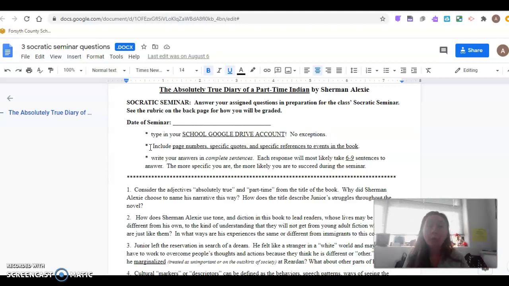So you will basically be answering both of these questions to the absolute extent of your abilities. If you'll look right here, it will need to be typed into your school Google Drive account with no exceptions. You will need to include page numbers, specific quotes, and specific references in the book. So you need to be quoting the book with quotation marks in your answers and then explaining those quotes. And then you need to write your answers in complete sentences. Each response will most likely take 6 to 9 sentences to answer.